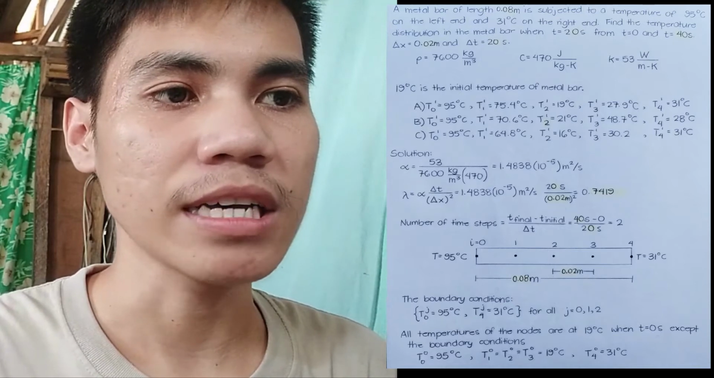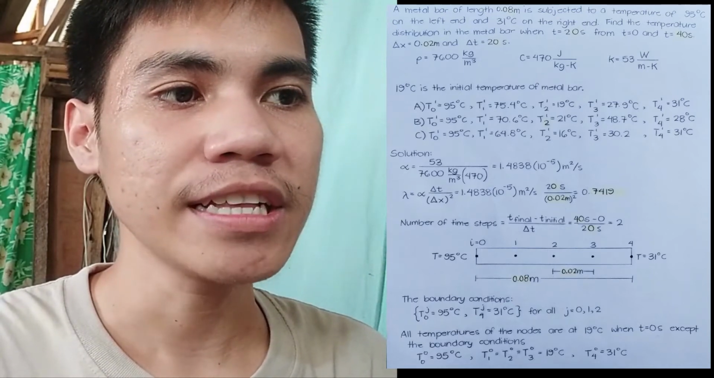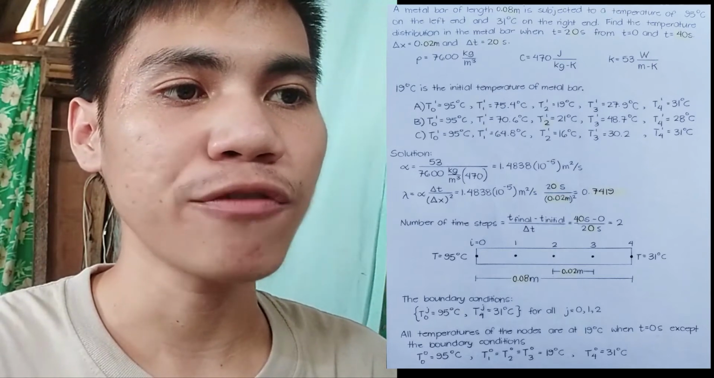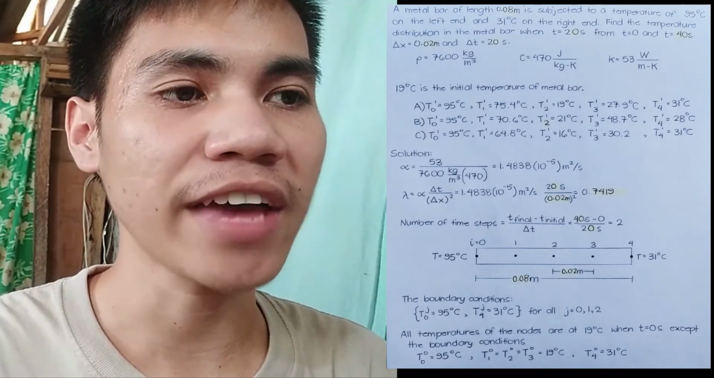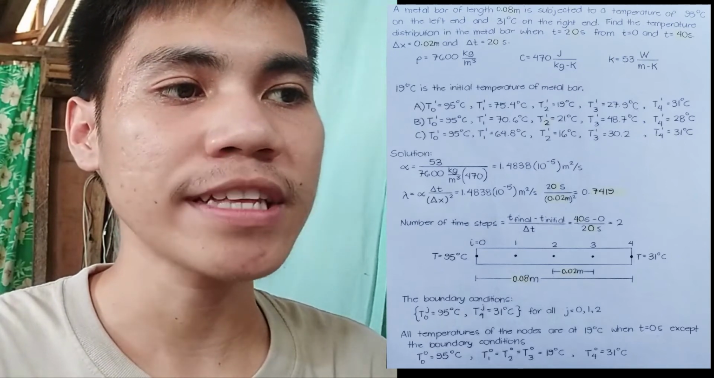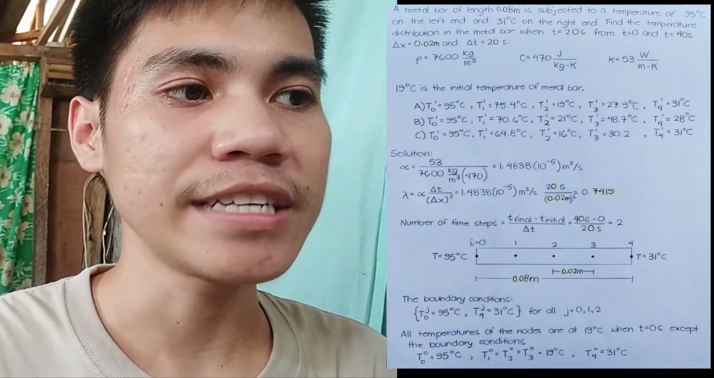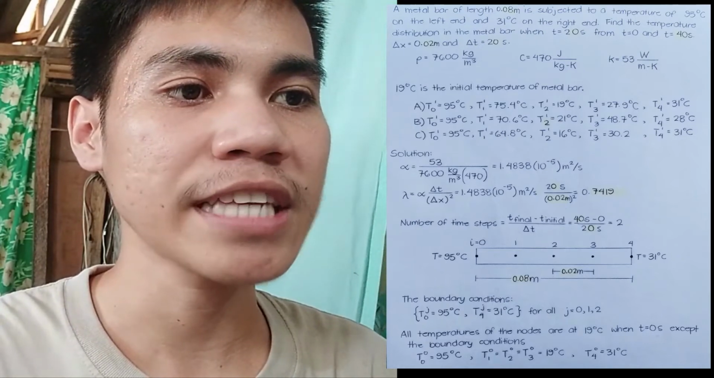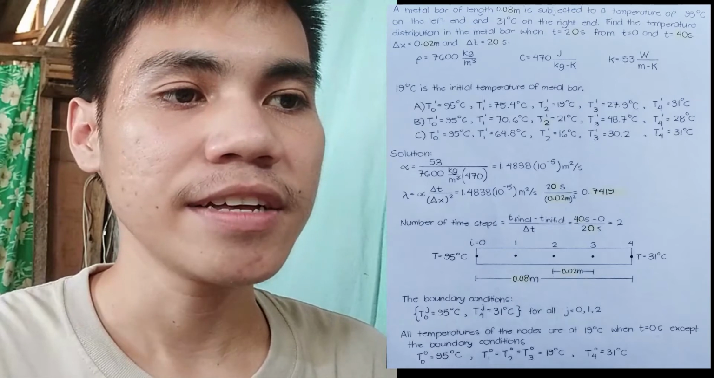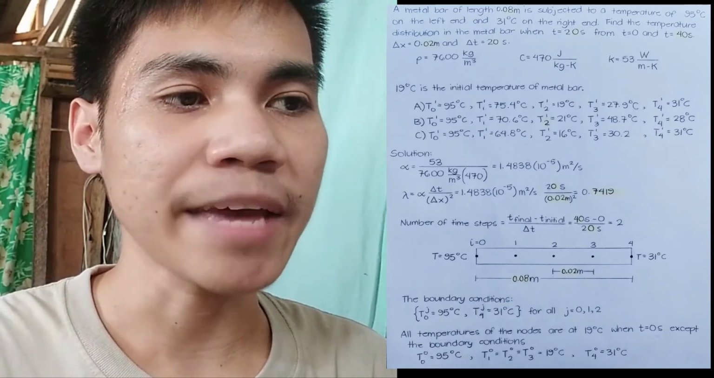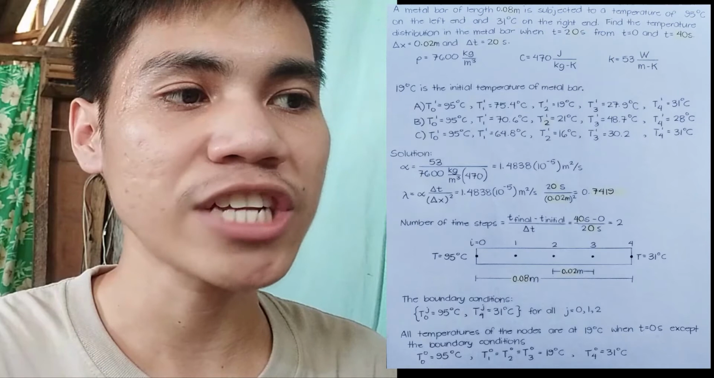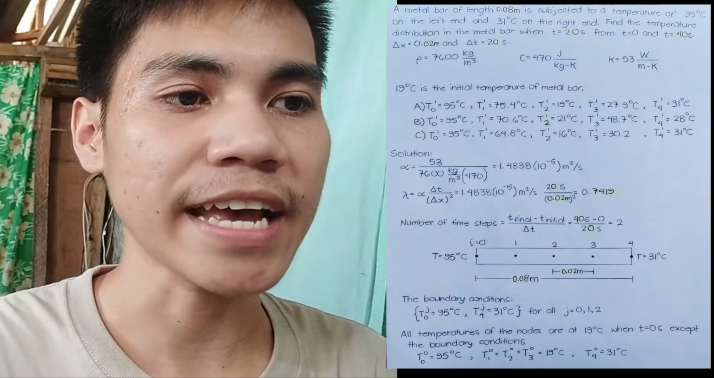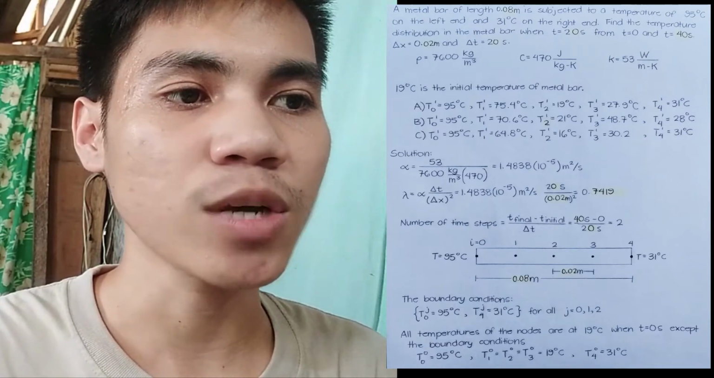Second, lambda is equal to thermal diffusivity times the quantity change in time over delta x squared, which is equal to 1.4838 times 10 raised to negative 5 square meter per second times the quantity 20 seconds over 0.02 meter squared. So, lambda is equal to 0.7419. Next, the number of time steps is equal to final time minus initial time, all over change in time, which is equal to 40 seconds minus 0 all over 20 seconds. So, the number of time steps is equal to 2.